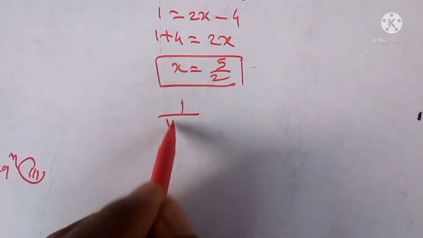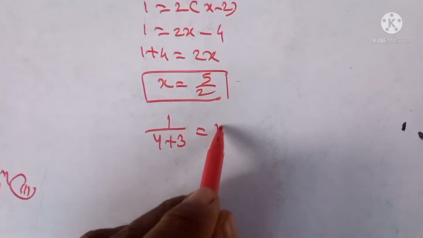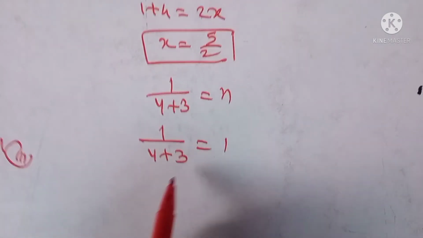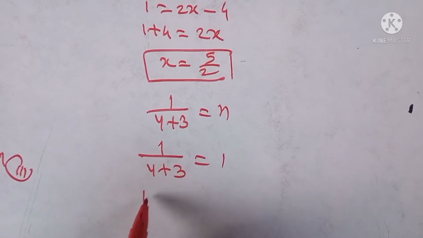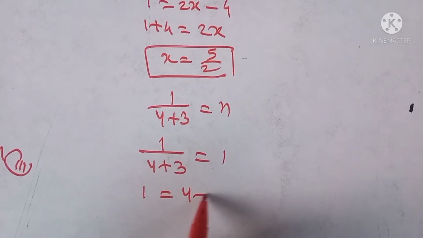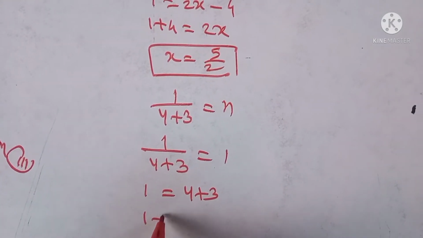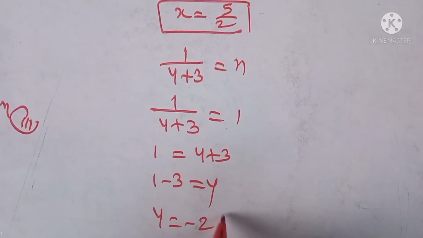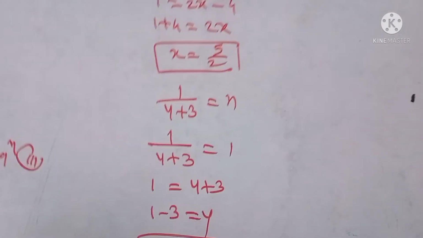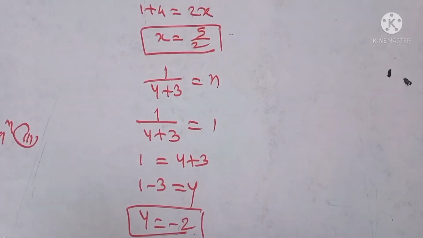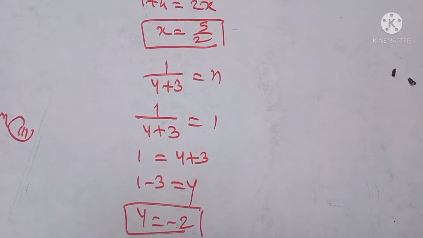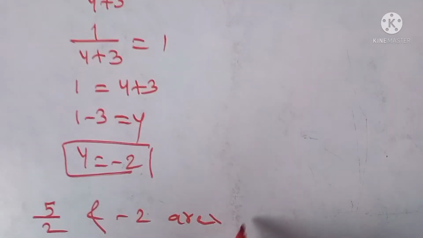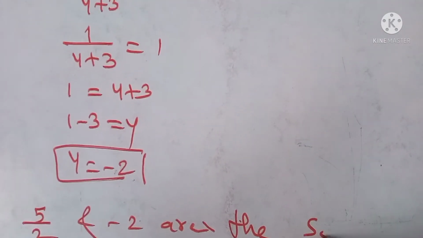Second, 1 upon y plus 3 equal to n. We get the value of n is equal to 1. So 1 is equal to y plus 3, 1 minus 3 equal to y. So y is equal to minus 2. So 5/2 and minus 2 are the solution.